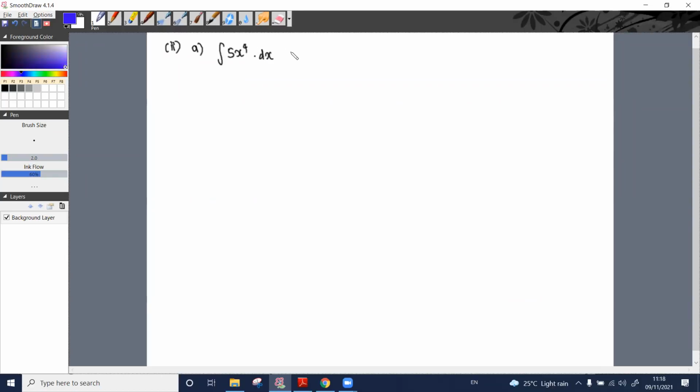Power plus 1, and divide by power plus 1. Then it will become what? 5x to the power 5 over 5. So 5 to 5 we can cancel, right? And we need to make this allocation for the constant. Therefore, the final answer should be what? X to the power 5 plus c. This should be the final answer.